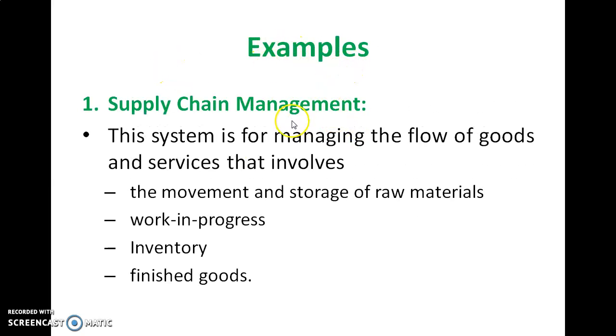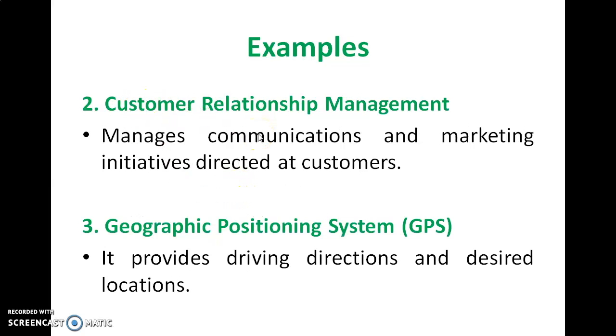Then examples, we will see a few examples. First one is supply chain management. This is an example of an information system. This system is for managing the flow of goods and services that involve movement and storage of raw materials, work in progress, inventory, finished goods. So for all these we need an information system called supply chain management.